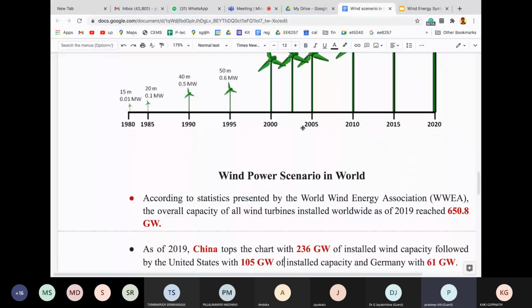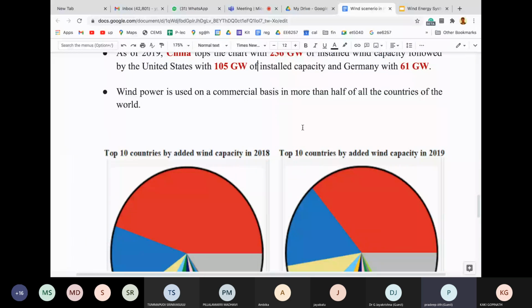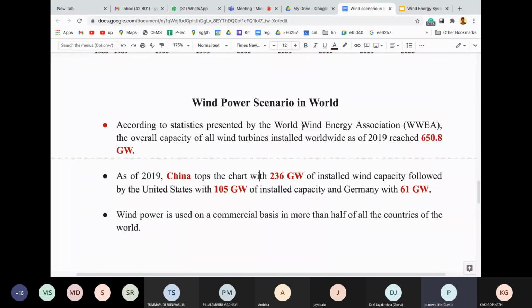So going down, wind power scenario in the world. So far we have discussed India. Let's briefly discuss the wind power scenario in the world. Data from the World Wind Energy Association shows the overall capacity of all wind turbines installed worldwide is about 650.8 gigawatt, and China tops the chart with 236 gigawatt. The United States is 105, and Germany is 61, followed by India. What is the installed capacity in India?